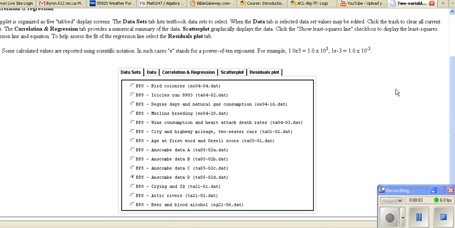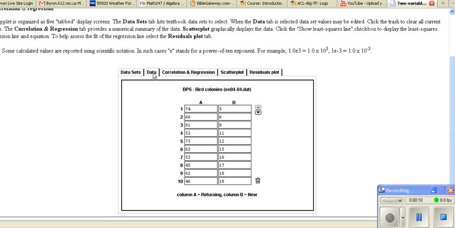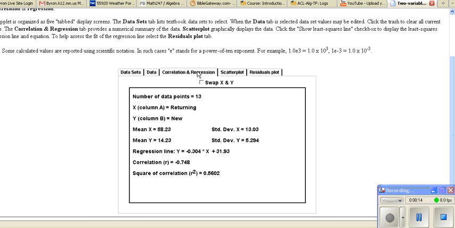Let's go ahead and consider what happens when we look at a few different data sets. So let's start off with the bird colonies. Here's your data. If we just go ahead and do a least squares regression and look at r and r squared, we get our least squares regression line to be this. We get r to be this, and we get r squared to be this. So 56% of the variability in the new birds can be explained by the returning birds.